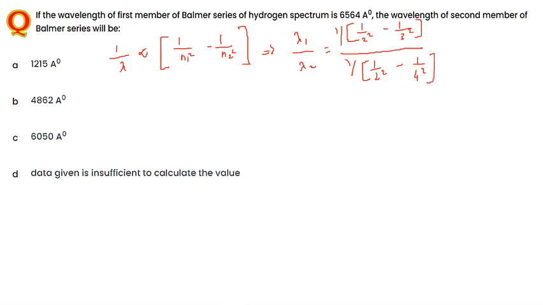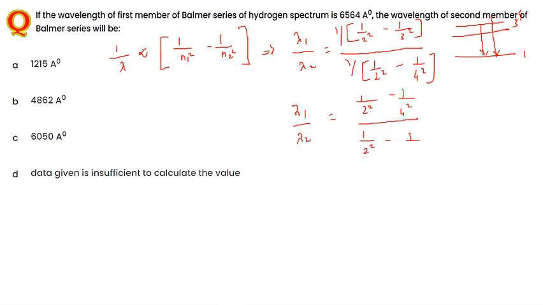In this case, hope you remember this one. This is the first orbit and the second, third and fourth orbit here. If it is moving from third to 1, or even the next one, fourth to 1, that is about the second member here. So according to this, lambda 1 divided by lambda 2 will be equal to, now I just substitute the values. This will come in the numerator, this will come in the denominator. So 1 divided by 2 square minus 1 divided by 4 square, whole divided by 1 divided by 2 square minus 1 divided by 3 square here.